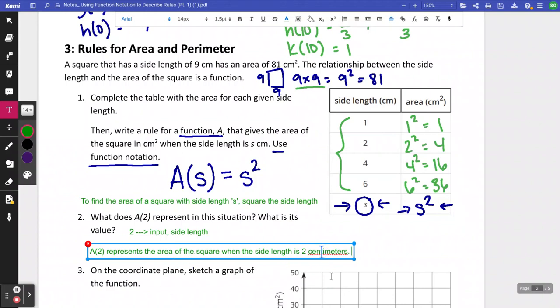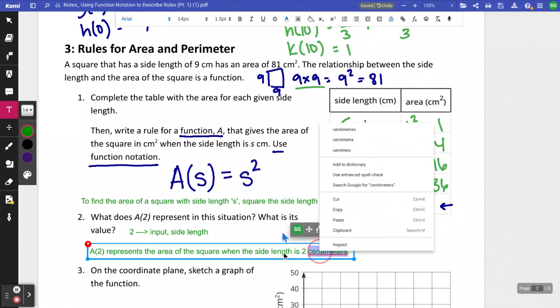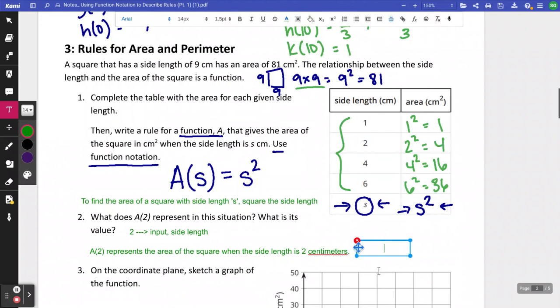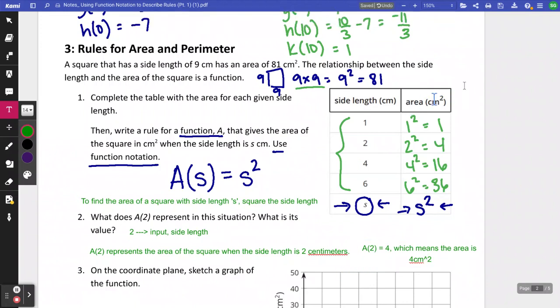The second part of our question is, what is the value? So A of 2 represents the area of the square when the side length is 2 centimeters. What is the area? Well, we've already done that in our table. I see up here when the side length is 2 centimeters, the area is 4. Therefore, I can say A of 2 equals 4. And I'm going to put a bonus what that means, which means the area is 4 centimeters. I'm going to use that to do squared. So the area is 4 square centimeters, like it's written up here.